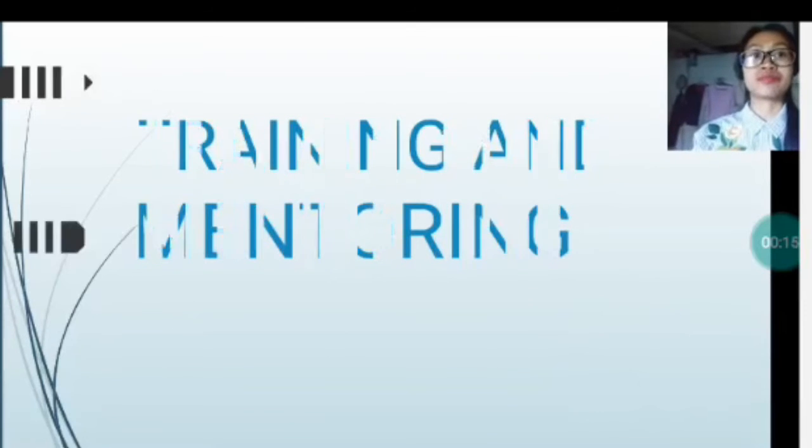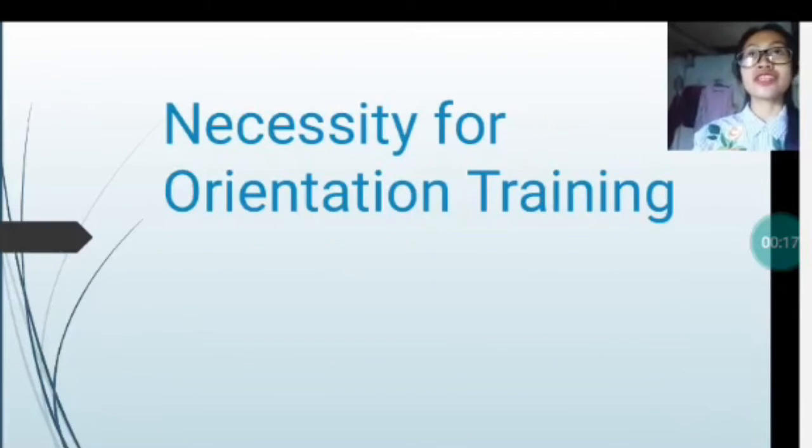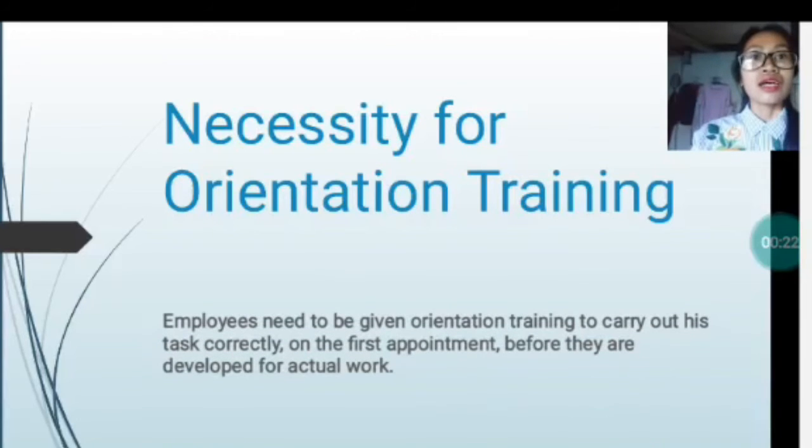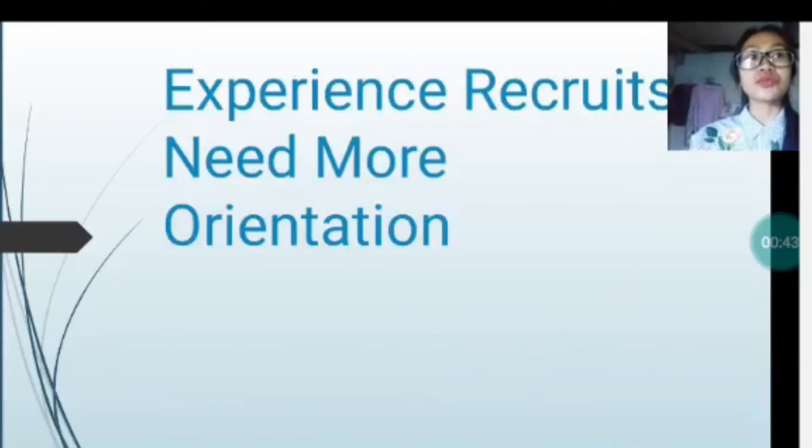We will proceed to training and mentoring. Necessity for orientation training is part of training and mentoring. Employees need to be given orientation training to carry out their tasks correctly from the first appointment, before they are deployed for actual work. Employees in their formal education learn many techniques covering a wide range of topics, from basic principles to advanced topics. Next, experienced recruits need more orientation.